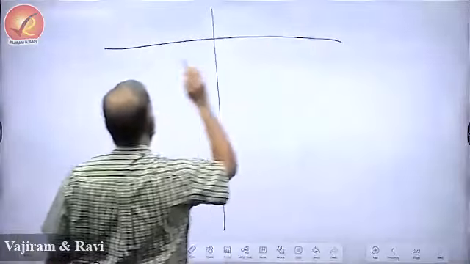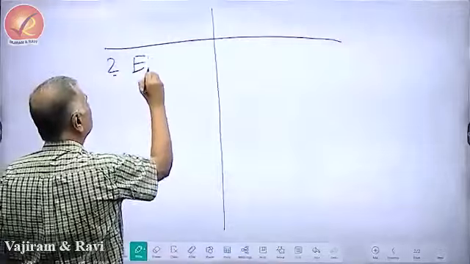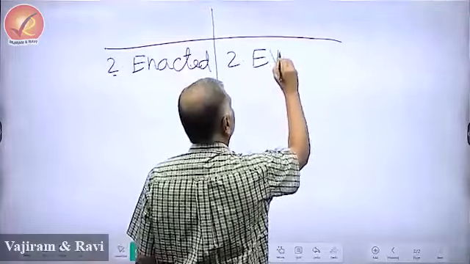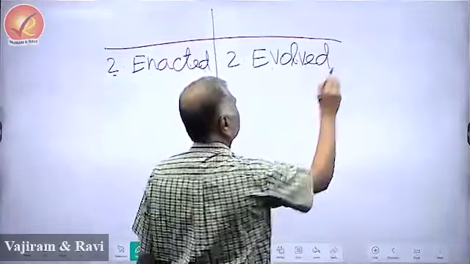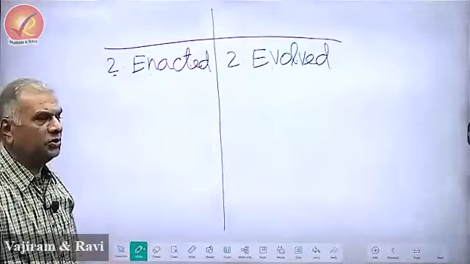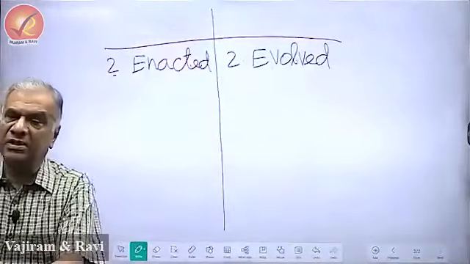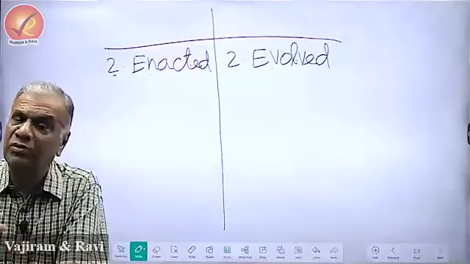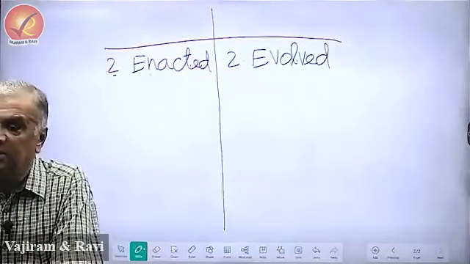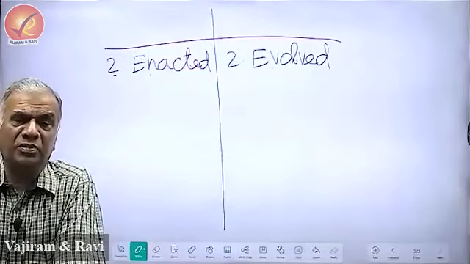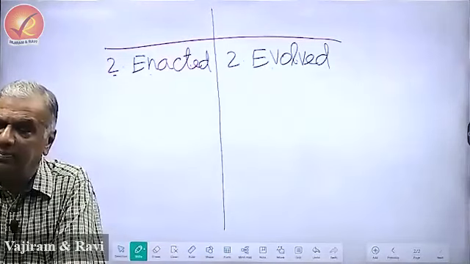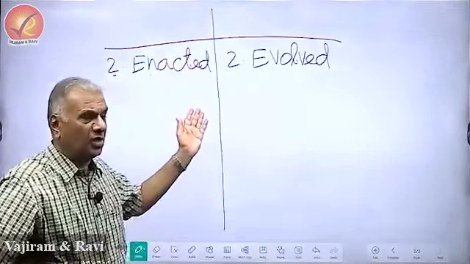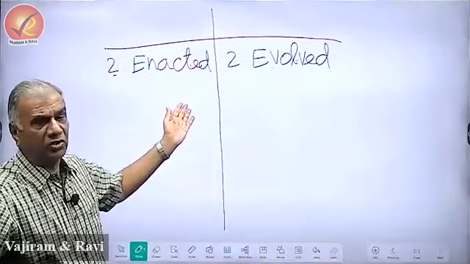The second difference is that a written constitution is an enacted constitution, whereas an unwritten constitution is an evolved constitution. Enacted constitution means a constitution which has been brought into existence by a single authority. And what was that authority in the case of India? The Constituent Assembly of India. Who was responsible for making the Constitution of India? It was the Constituent Assembly. No other authority was involved in the making of the Indian Constitution.